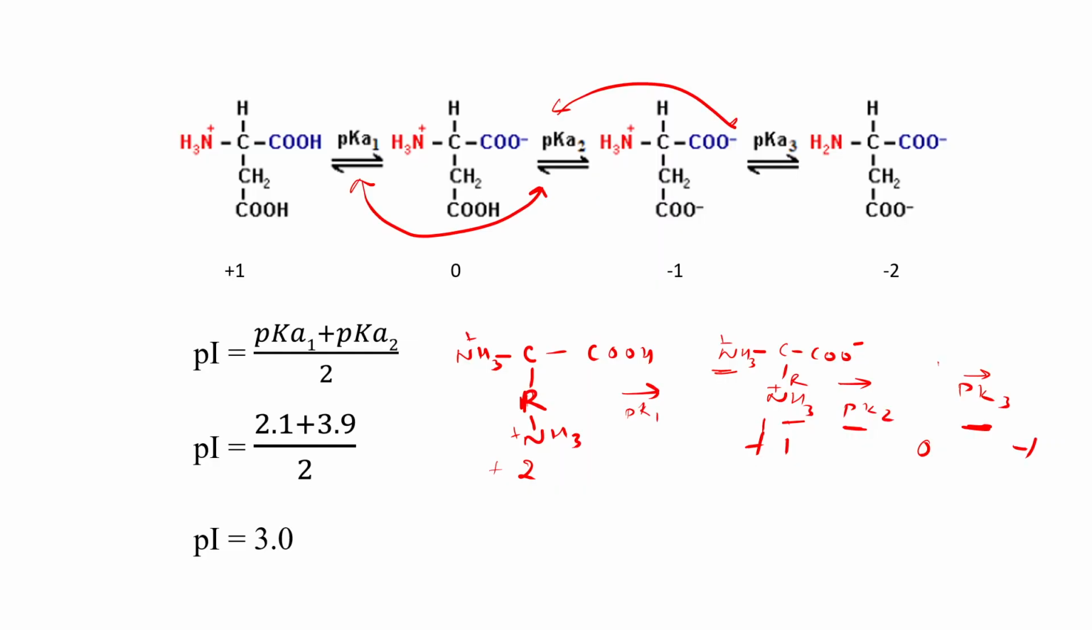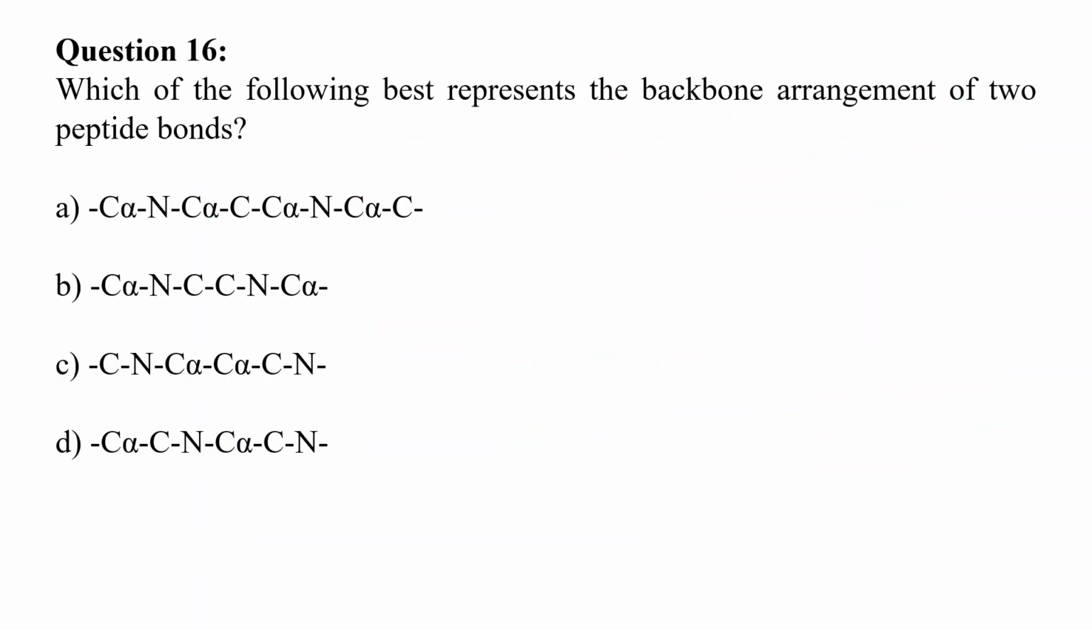So I hope this is clear how to calculate pI. This is a very important topic, so you need to understand. If there's any form of doubt, you can always stop and ask me. Okay. This is clear to everyone? Okay, then we'll move forward.